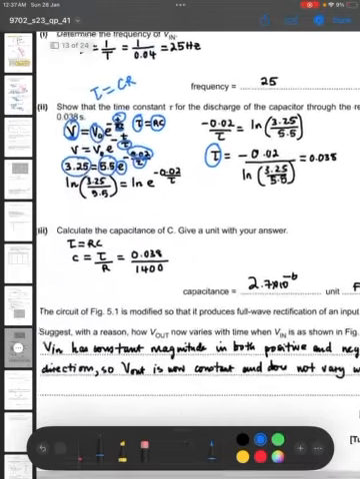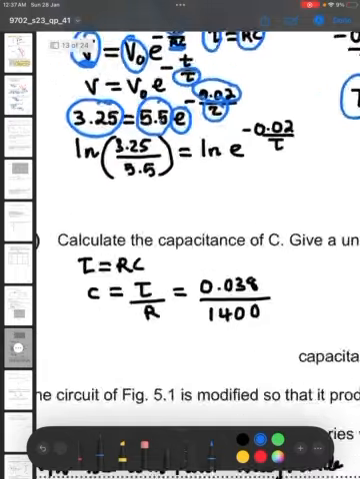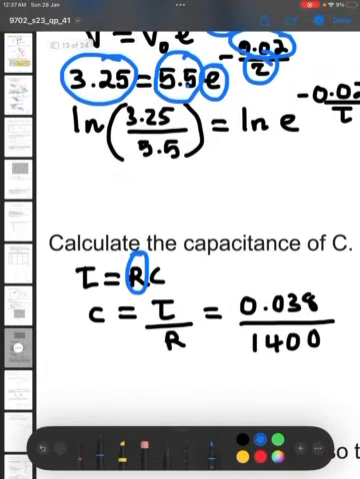Okay, so if we find our time constant, then the next question says calculate the capacitance of C. Give your answer with a unit. So the capacitance of C, what do we do now? We already know the resistance and we now know the time constant. And even if you had not worked the previous question, you have a habit of not jumping questions, because knowing the time constant, knowing the resistance, which is given there as 1.4 kilo ohms, this is enough data for us to find the capacitance.